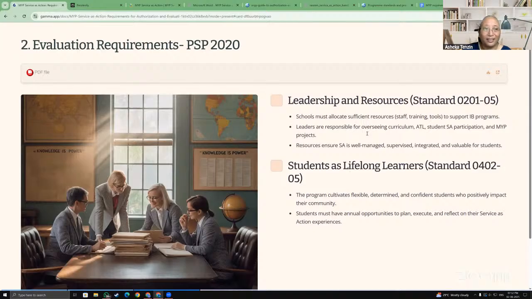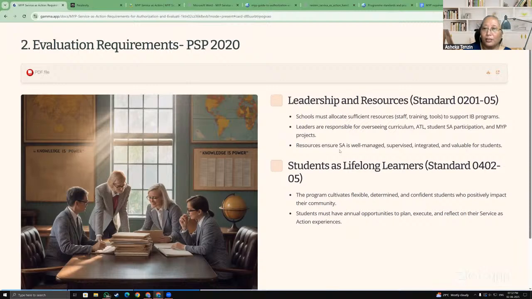And services action is one of the requirements of the MYP. So you should have some resources for the MYP. Leaders are responsible for overseeing the curriculum, students, services action participation, and MYP projects. So in terms of human resources, you should have a services action coordinator. So that is what it means.